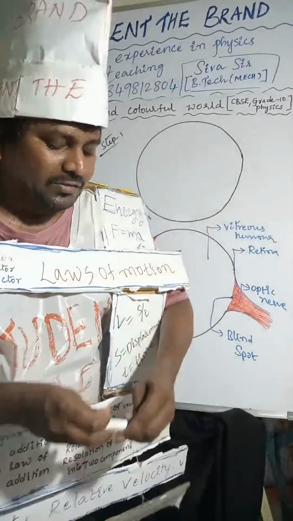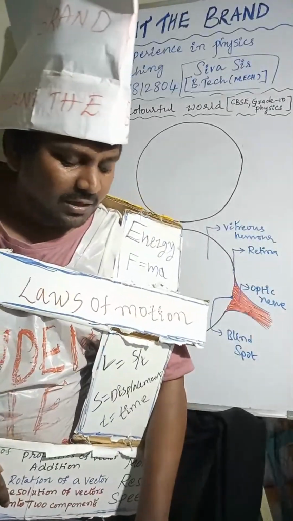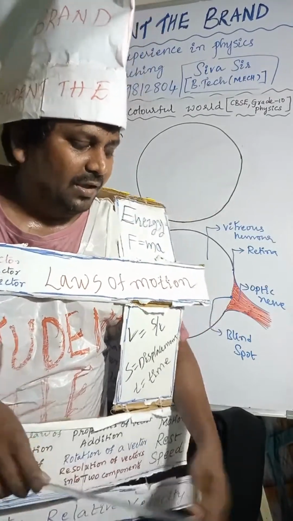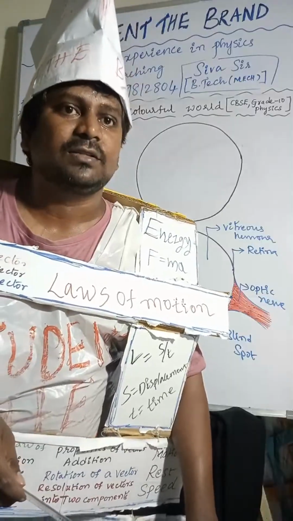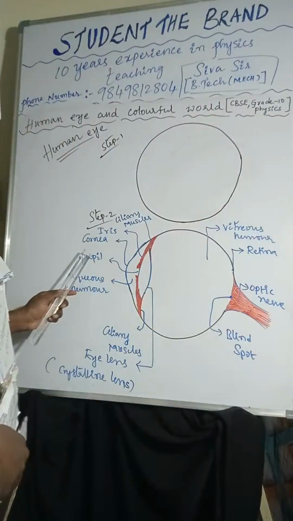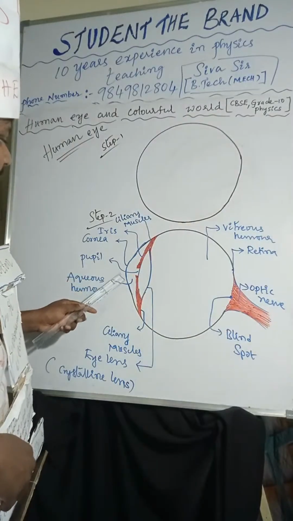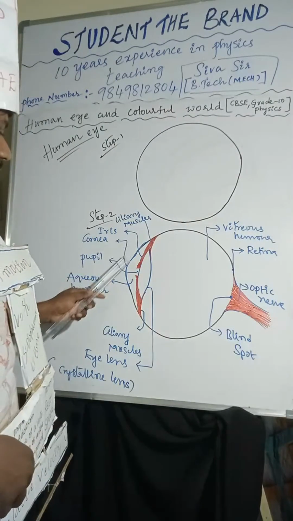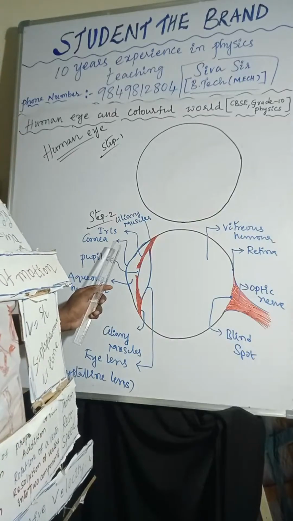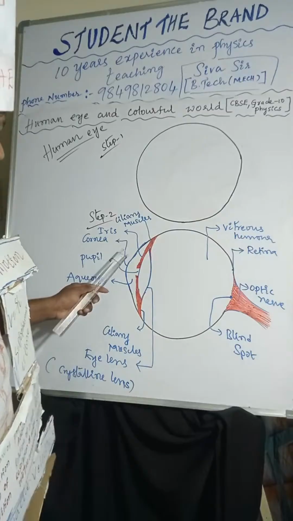So these are the points we are discussing. Once again, one by one we'll discuss what the points are. Okay, so now you will be ready for this. The first one is the cornea. So this is the cornea. This is the front portion of the eye, where most of the refraction takes place.